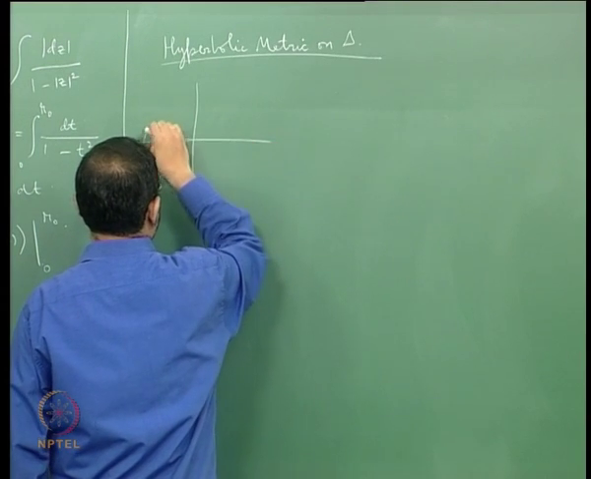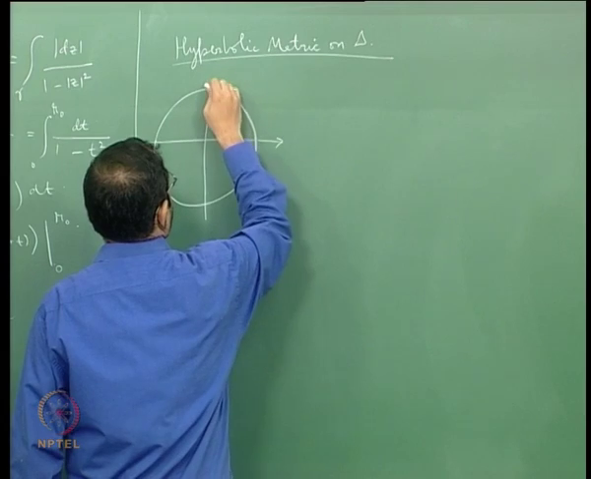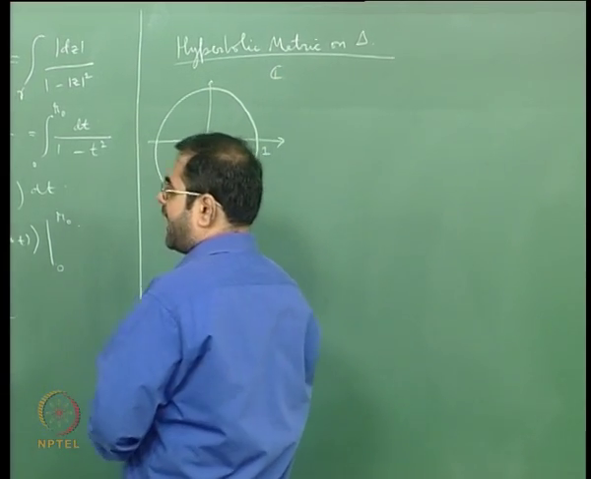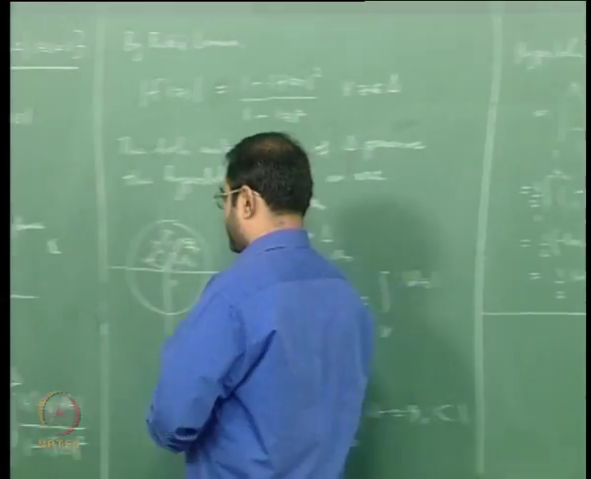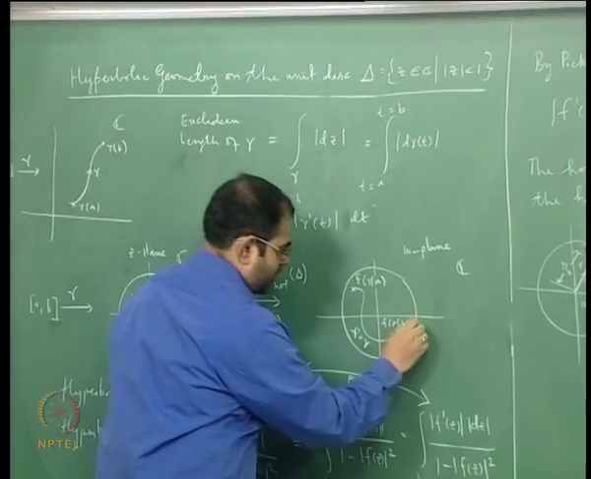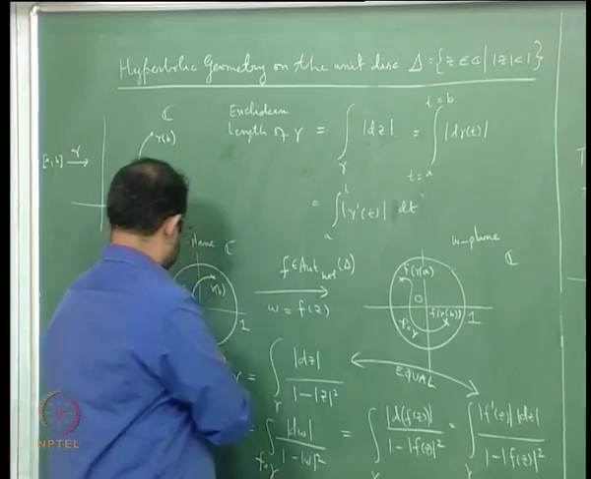So here is my unit disk. Of course here also I should have marked this as 1, here I should have marked it as 1 as well. This is the origin.